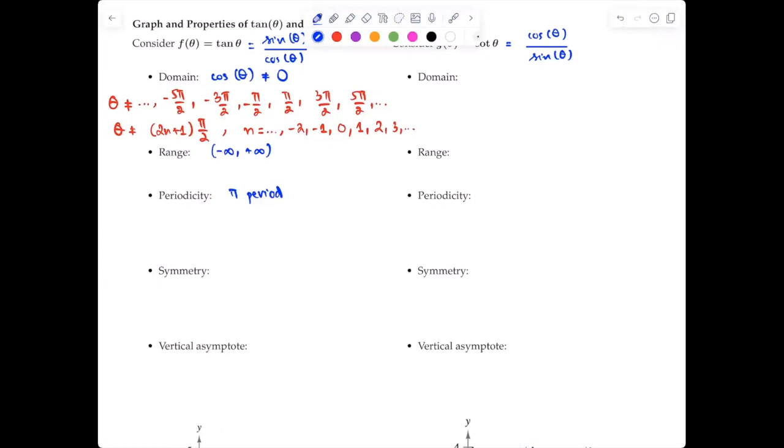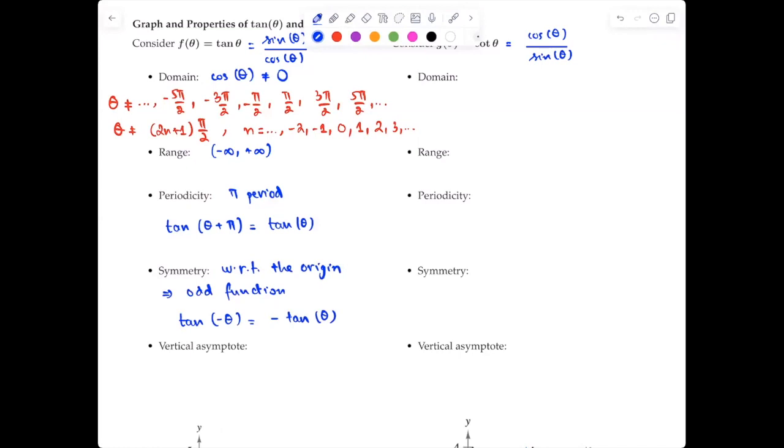So you can write that tangent of theta plus pi is equal to tangent of theta. And symmetry: the function is symmetrical with respect to the origin, which indicates that the tangent is an odd function. And therefore, tangent of negative theta is equal to negative tangent of theta.